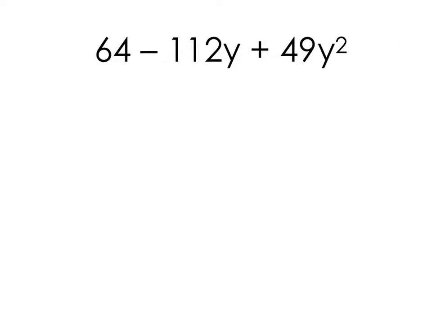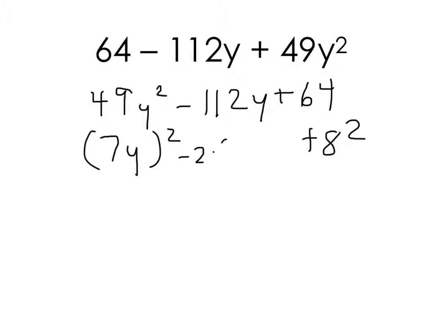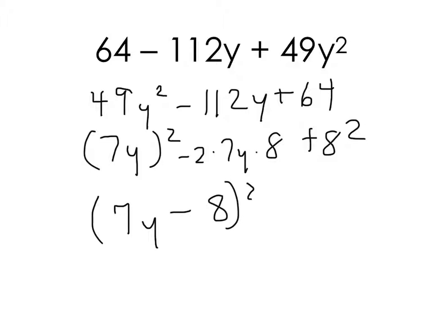Look at this one. You know, I don't really like the way this is written. As long as the y term is positive, I'd really rather put it first. You don't have to. You're going to get pretty much the same thing. So this is 7y squared. This is 8 squared. The question is, is this 2 times 7y times 8? Yeah, it is. So this factors into 7y minus 8 squared.